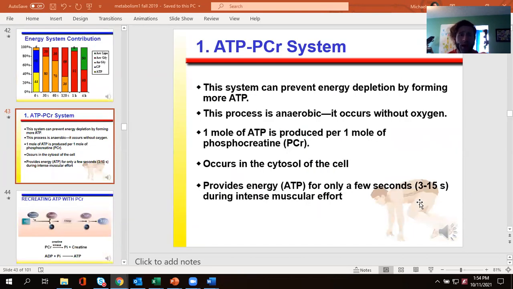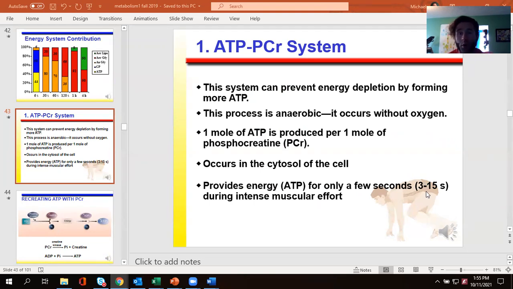So ATP-PCR, this is going to be the one that we are going to be running through the fastest. It's anaerobic, and we're going to literally convert 1 phosphate from a creatine onto an ADP to replenish it into ATP. So it's a 1-to-1. This happens in the cytoplasm of the cell, also known as, in the muscle, the sarcoplasm.